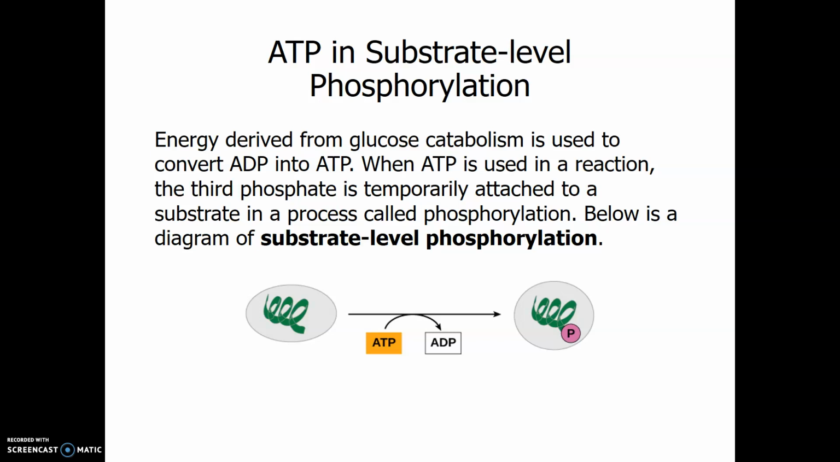Now, there are two ways ATP can be produced. This is actually the breakdown of ATP. This is showing you how ATP is used to give energy to a molecule. I'm not sure we need to go over this. Energy derived from glucose is used to convert ADP into ATP. When ATP is used in a reaction, the third phosphate is temporarily attached to a substrate in a process called phosphorylation.